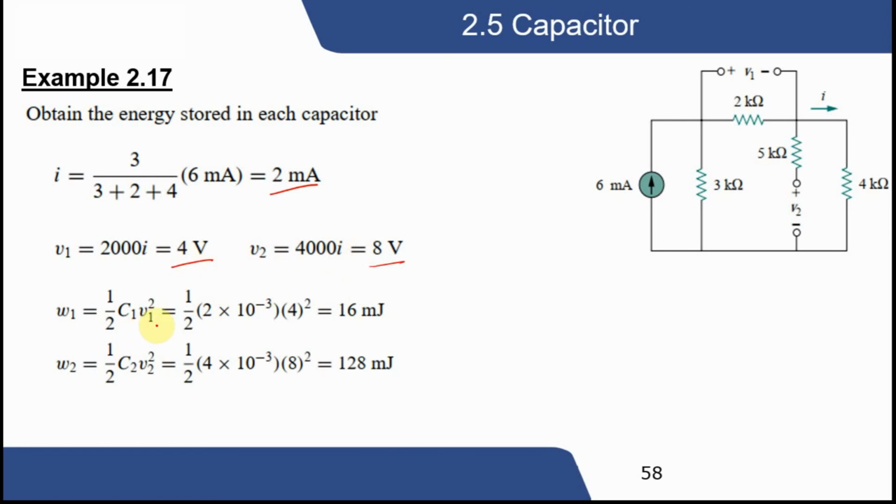We know the formula of energy is equal to half C1 V1 squared, and similarly half C2 V2 squared. So we have the energy W1 is 16 millijoules, and W2 is 128 millijoules.